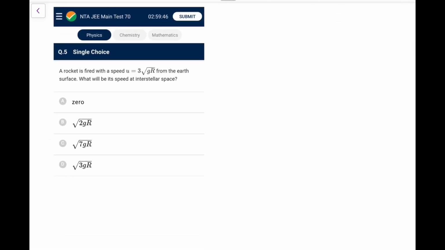Next. A rocket with a speed u equals 3 root gR, definitely greater than the escape speed. What would be the speed in interstellar space? So what you can say, half m u square, the initial energy, which is 9 gR, minus GMm by R, that is the initial energy. Final potential is 0, that would be equal to half m v square.